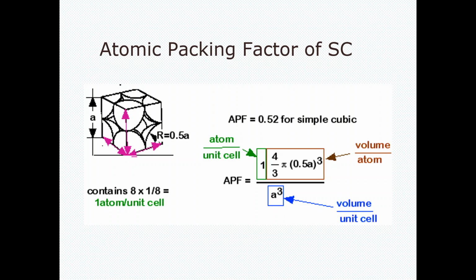The atomic packing factor of simple cubic, you can see it here, is equal to 0.52. And how we do the calculation, just like we have mentioned, the atomic packing factor is equal to the atoms per unit cell times the atomic volume divided by the volume of the unit cell. You just put the values, and we get the atomic packing factor for the simple cubic system, which is equal to 0.52.